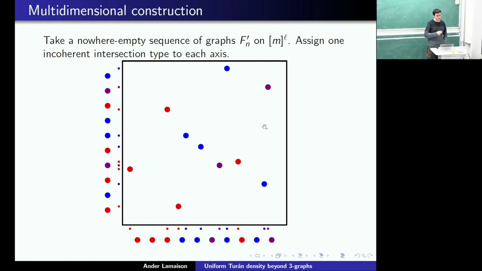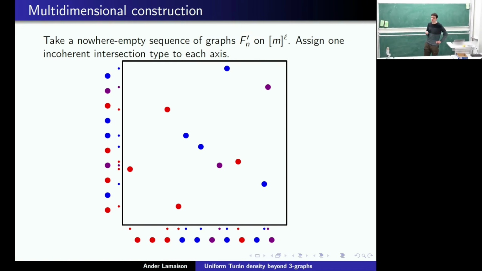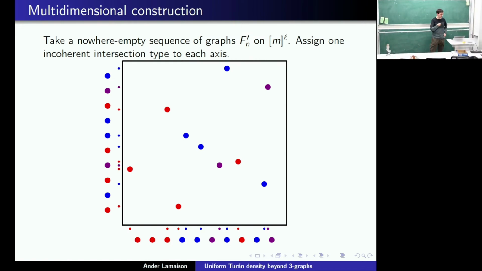And essentially, the way that you get the construction is you will also start by taking an nowhere empty linear hypergraph. And now, rather than splitting every edge into two, you only split the pairs of edges. You only split the edges which you can color in such a way that all the projections onto each axis look like the corresponding sequence.